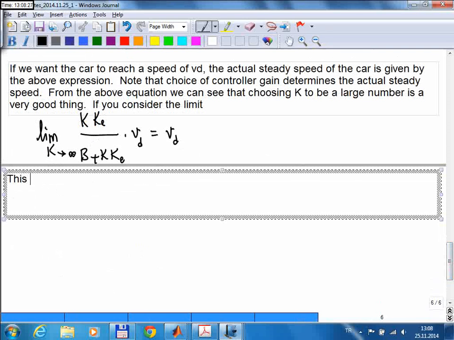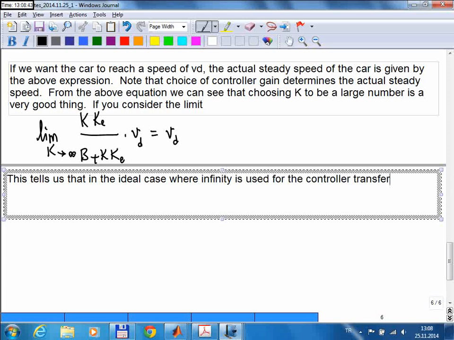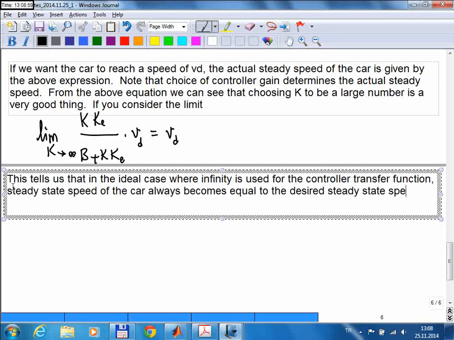Okay, so this tells us that in the ideal case where infinity is used for the controller transfer function, the steady state speed of the car always becomes equal to the desired steady state speed, independent of KE and B.